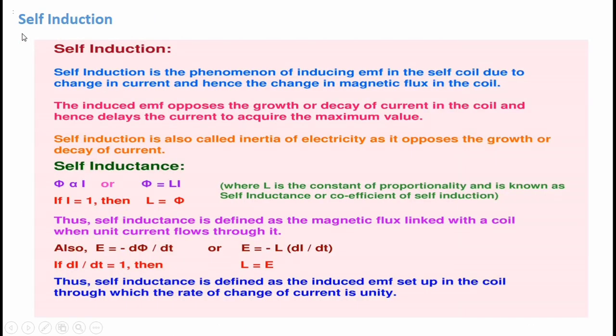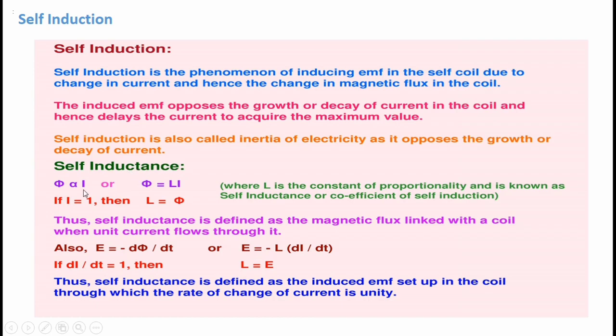After that we see self-inductance. Self-inductance is a phenomenon of inducing EMF in the coil itself due to a change in current and hence a change in magnetic flux in the coil. The induced EMF opposes the growth or decay of current in the coil and hence delays the current in acquiring its maximum value. Self-inductance is also called the inertia of electricity as it opposes the growth or decay of current.